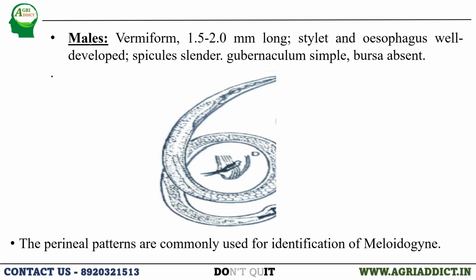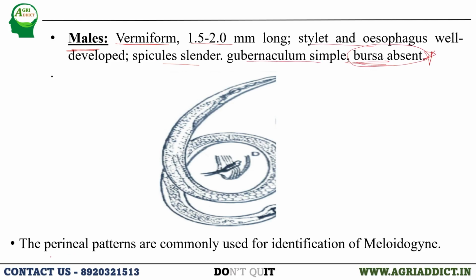Next, we will see some of the characters related to males. Males are usually vermiform in nature. They don't have any particular shape, they are just normal vermiform in shape, and their length is around 1.5 to 2 millimeters. Stylet and esophagus are well developed. Spicules slender, gubernaculum simple, and bursa is absent. This is an important point.